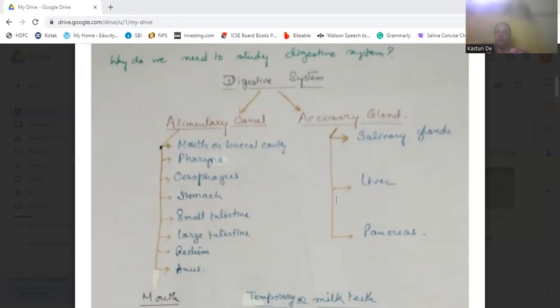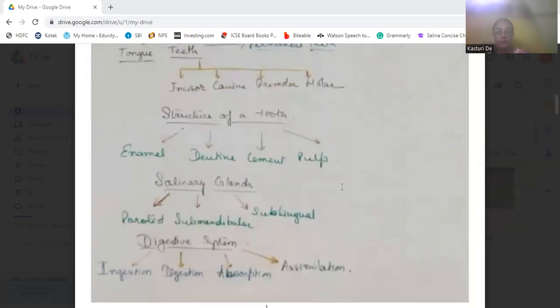Then anus, which is the opening. Till the rectum it is the large intestine. The colon is divided into three parts: ascending colon, transverse colon, and descending colon. Then we have the associated glands, the salivary glands. Three salivary glands are there: sublingual, submandibular, and parotid.